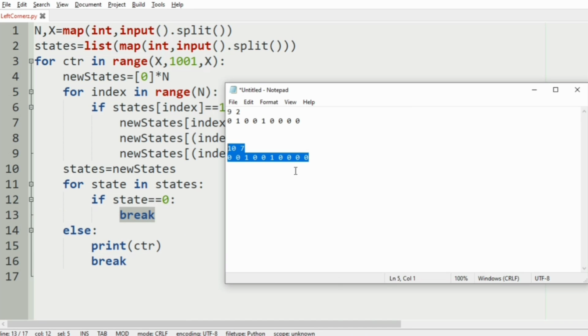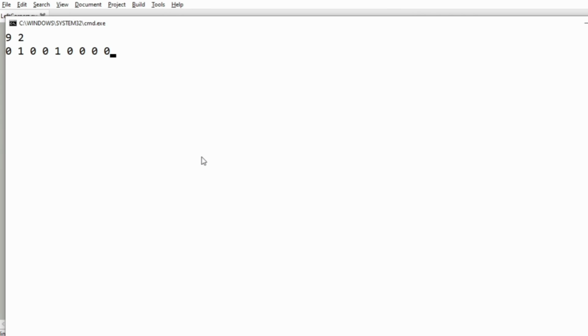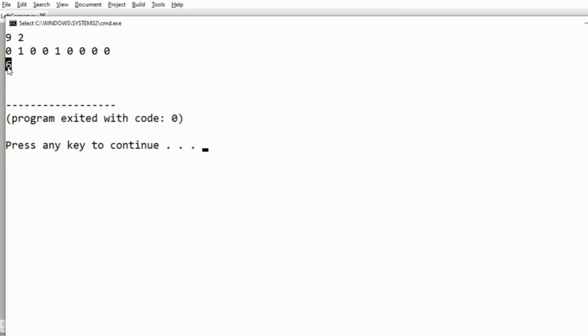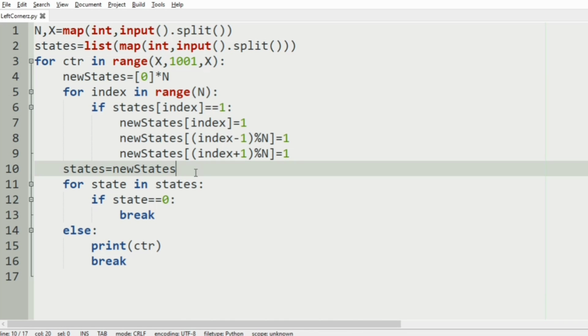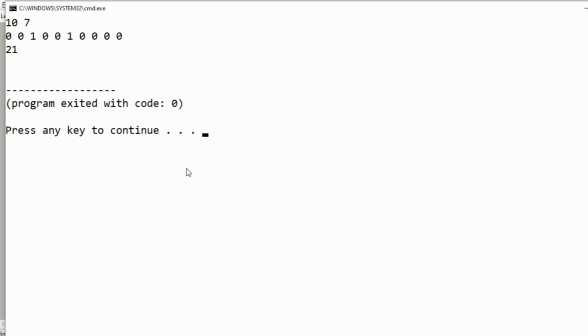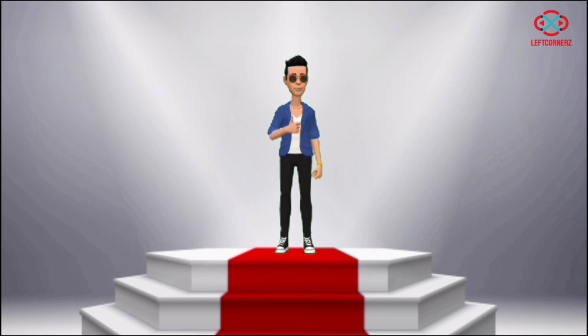Let us run our program. We'll pass our first test case. So yes, we have got the correct output. Now we'll pass another test case. Here also we have got the correct output. Our program has passed all our given test cases successfully.